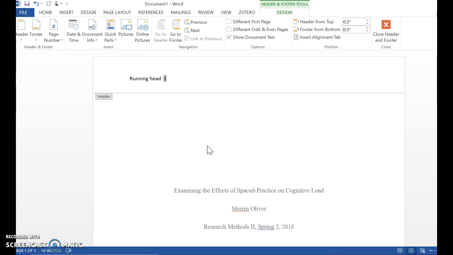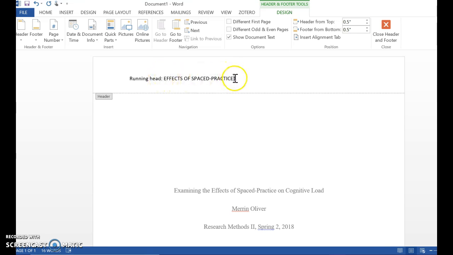So I'm going to say effects of spaced practice. That gives me a general idea of what the paper is about, just so I know if I get halfway through it or I'm dealing with a lot of papers, which one it is. Okay. So now I have my running head left aligned.